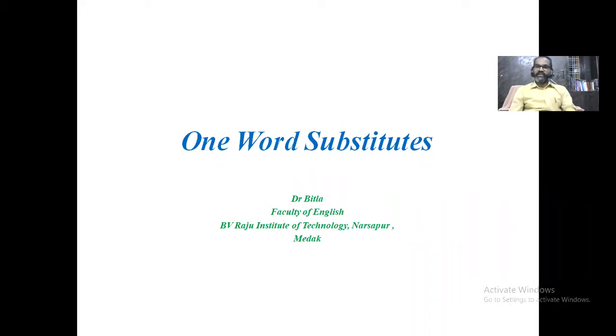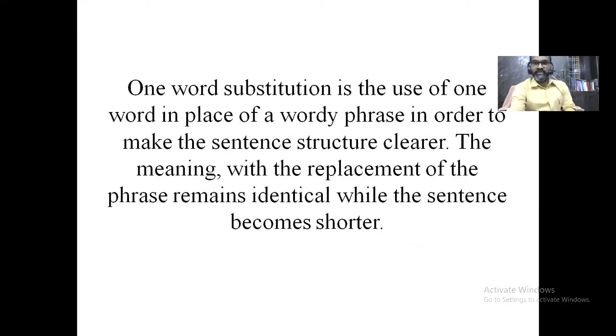I will try to give you the sentences also along with that. Let us see. As you know, a one word substitute is the use of one word in place of a wordy phrase in order to make the sentence structure clearer, and the meaning remains identical while the sentence becomes shorter. So this is overall. The word substitution itself means replacing something. So one word is used instead of using one sentence. It's called one word substitution.